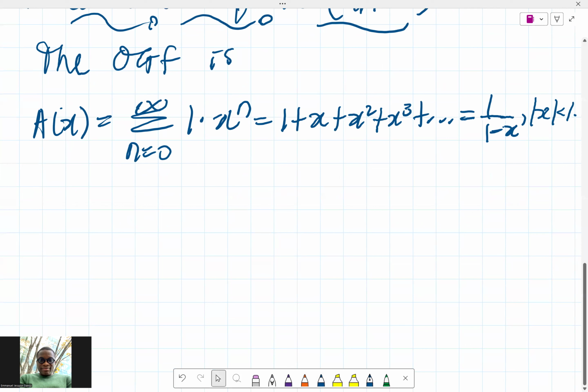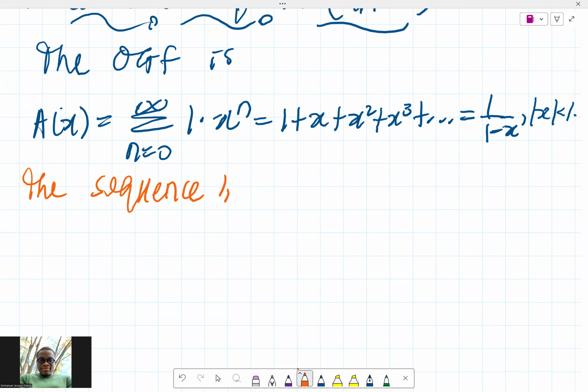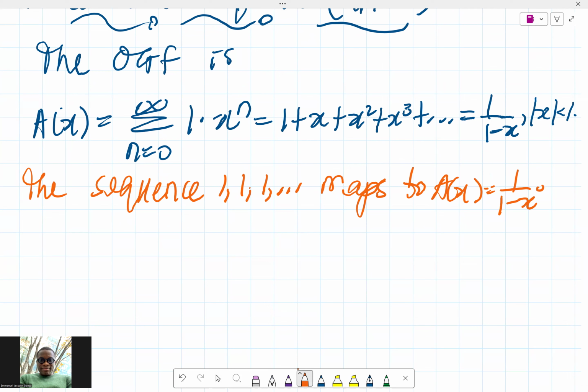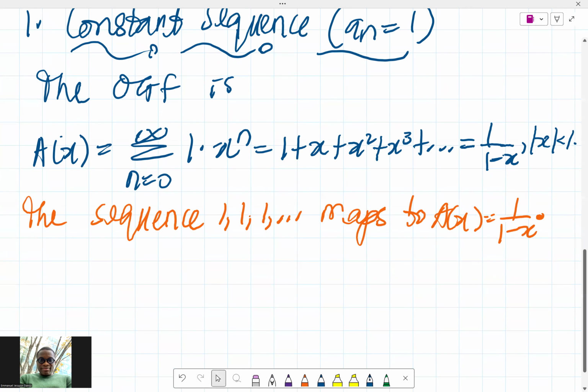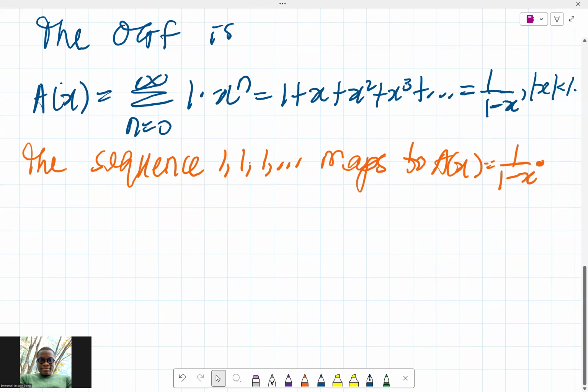Okay, so in short, we are saying that the sequence 1, 1, 1 actually maps to the generating function A(x), which is equal to 1 over 1 minus x. That's the essence. That's simply what that means. So that's the constant sequence where a_n is always equal to 1.